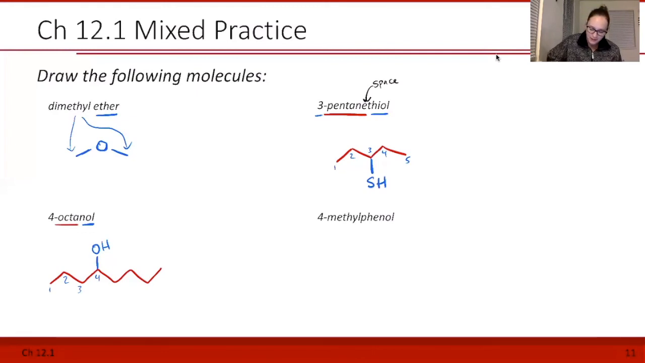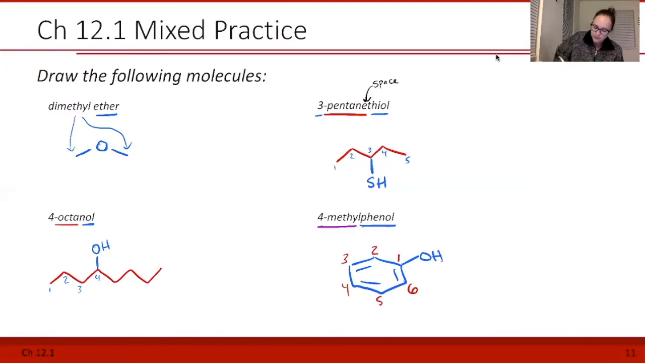Okay, and then my last one here, 4-methylphenol. So we have phenol as our base. So we know we can draw our phenol molecule. We're going to just pick a direction and number 1, 2, 3, 4, 5, 6, and then let's put all of our substituents on. So at the 4 position, we have a methyl group. So I'm going to erase this 4. There we go. Put a new one in. So at the 4 position, we have a methyl group.